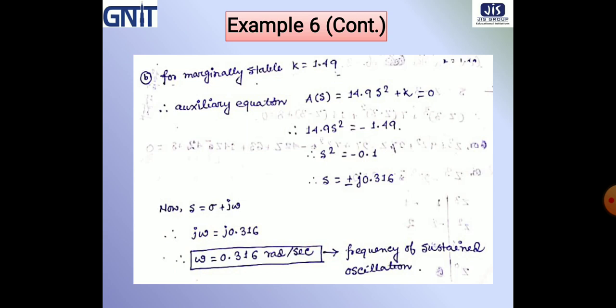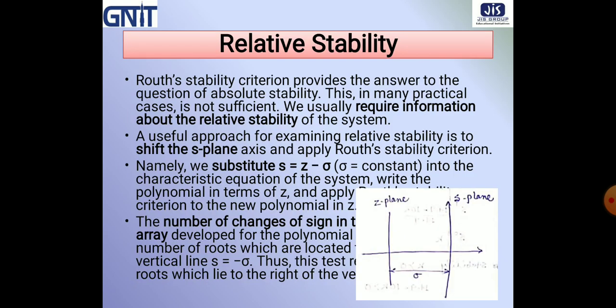Okay, now the frequency of sustained oscillation occurs in the marginally stable case. When there is a row of 0, you have to take the previous row coefficients as the auxiliary equation and find the frequency of sustained oscillation. That's it. Now, what is relative stability?